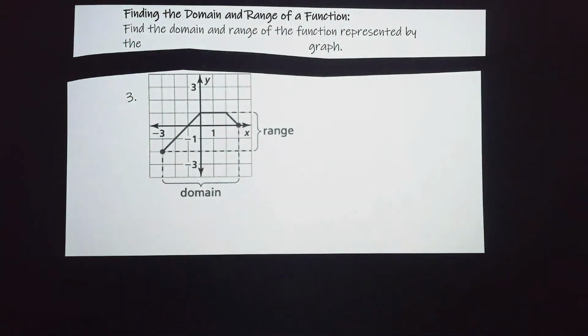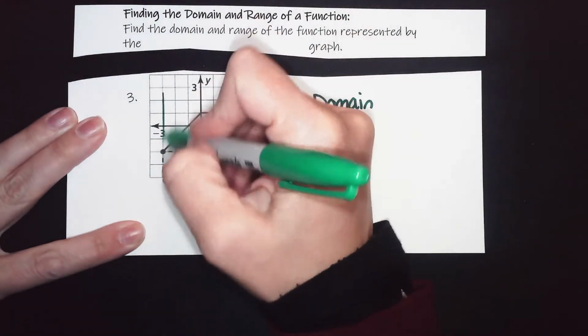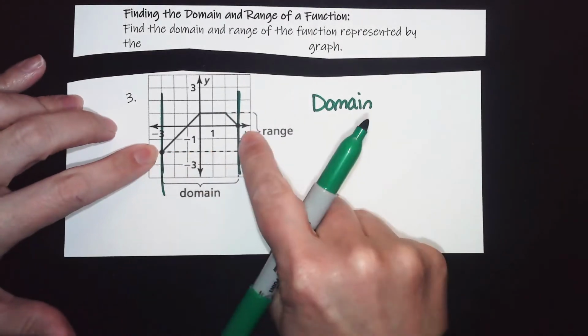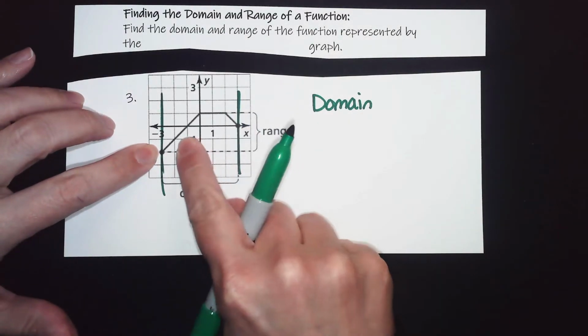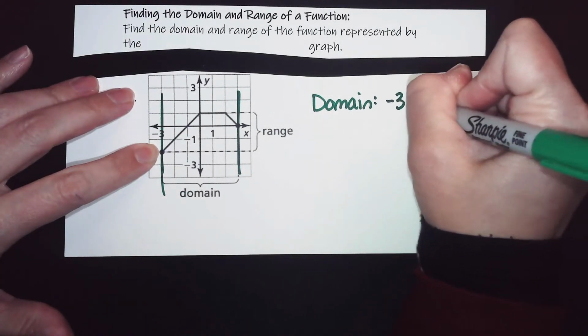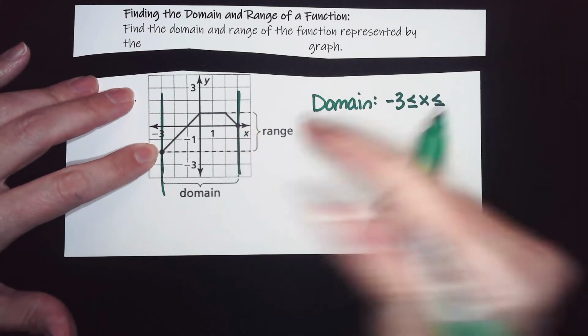Alright, so number 3, we look at it, and it is a continuous function, okay? So that means my domain is all the numbers between a certain set. And domain is going from left to right. So I look where it ends there, and it ends there. And it does have a solid dot, so it will equal those points. So it goes to the left at -3, which will be less than or equal to x, which is less than or equal to, and it stops when x is 3.